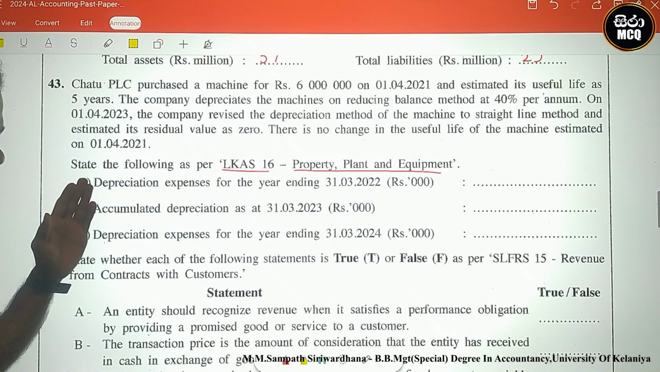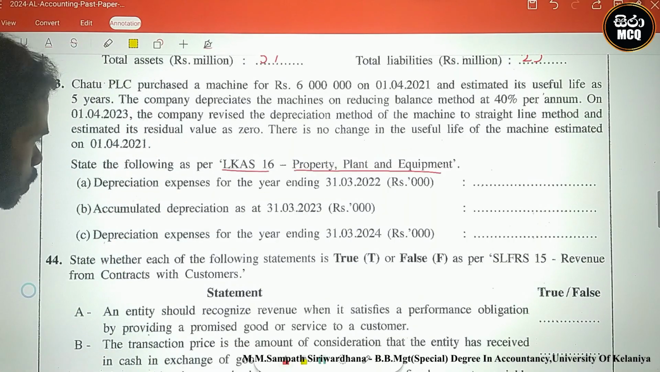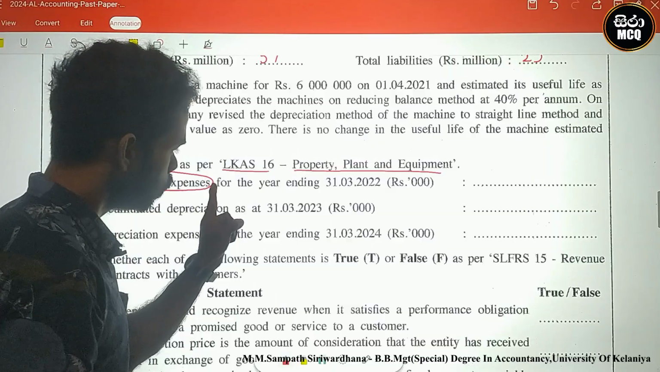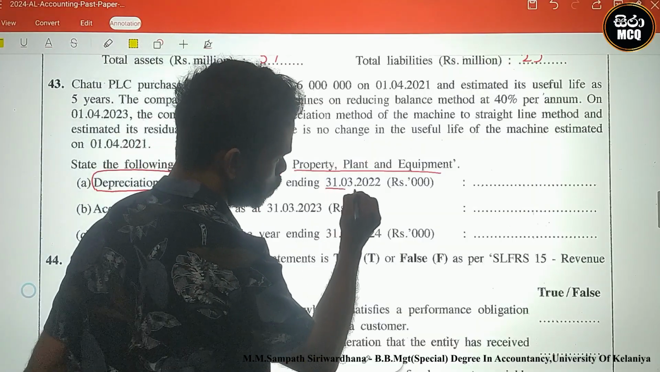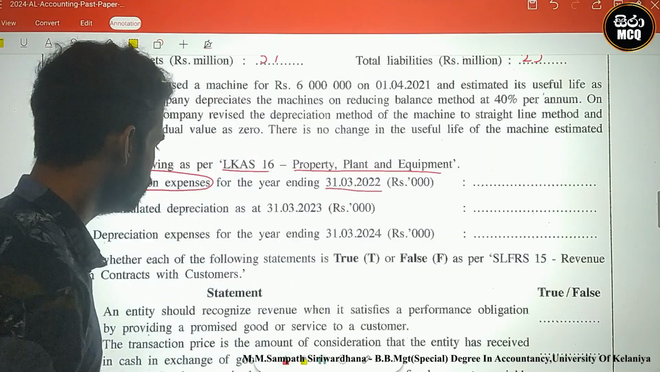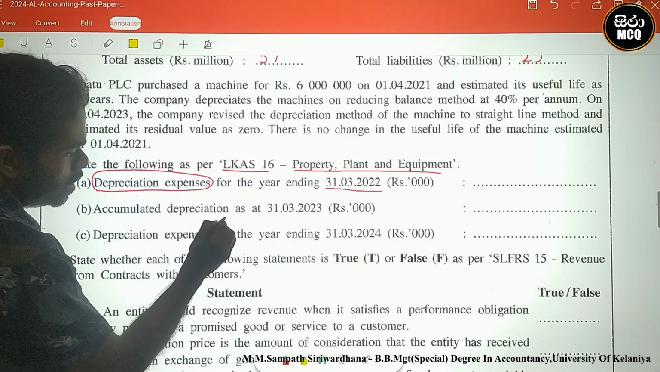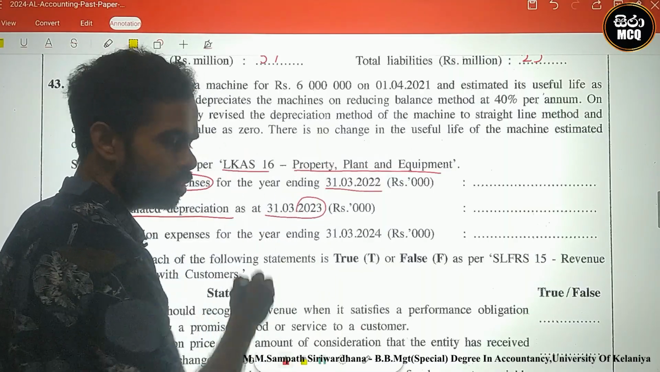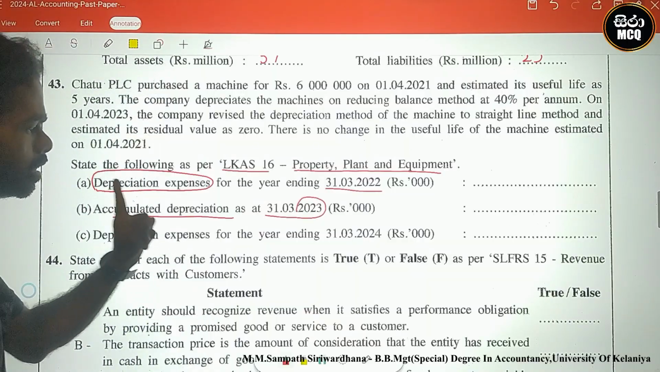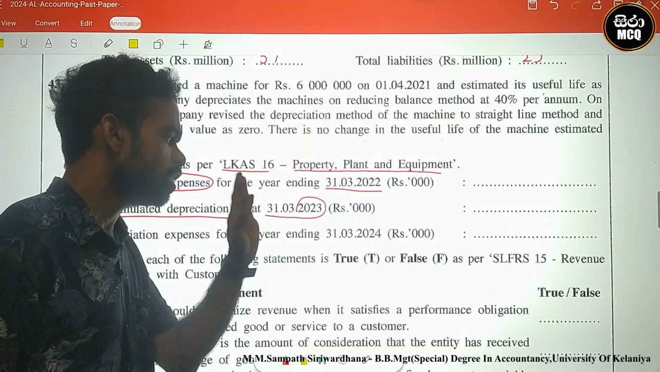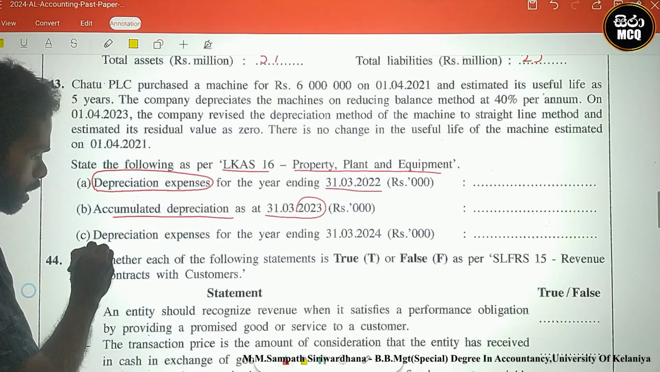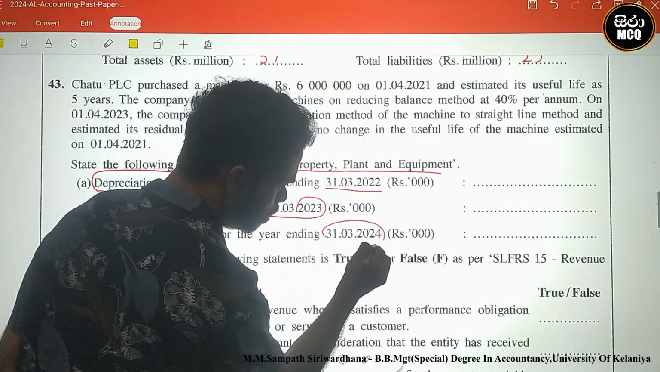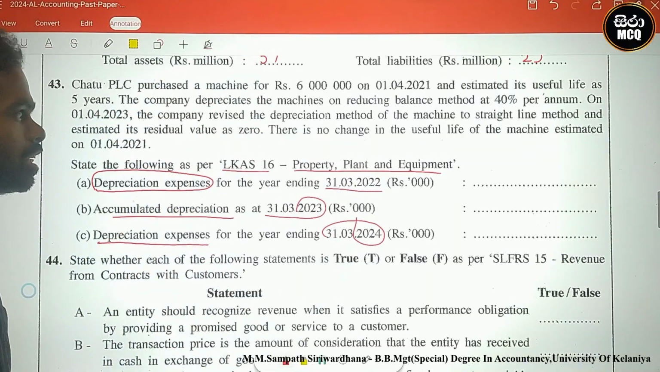Okay, let's see. Firstly we concentrate on the dates. Look here: depreciation expense for the year ending 31st March 2022. Next one, accumulated depreciation as at 31st March 2023. Next one, depreciation expense for the year ending 31st March 2024. Okay, there are 3 years related to this question.